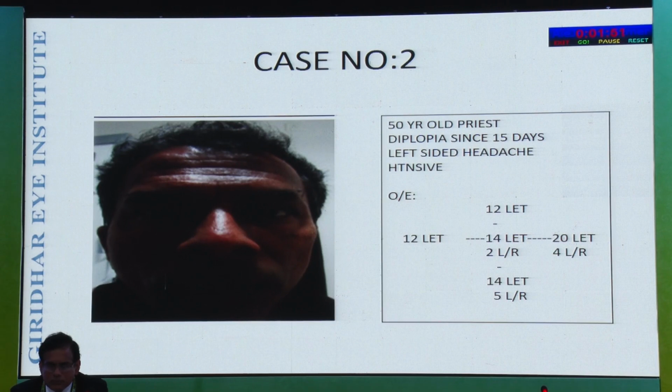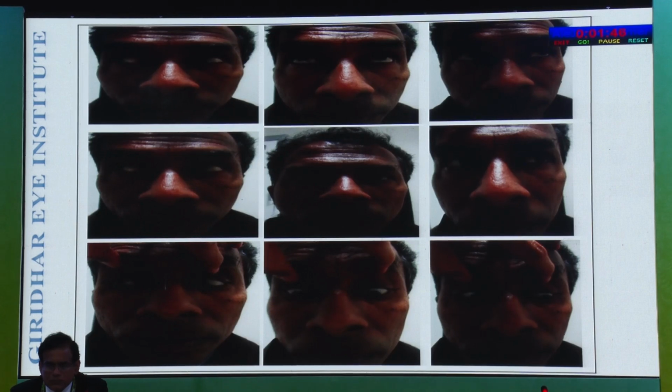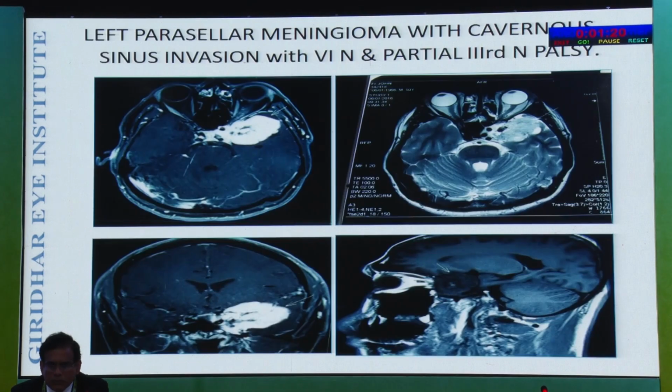This is case number 2. A 50-year-old priest. He had diplopia since 15 days and left-sided headache, and he was a hypertensive. And this is the 9-gaze picture. He had nothing much in the primary gaze, but he had a subtle left esotropia, which worsens on left gaze, and he had a mild hypertropia which worsens on down gaze. So from here we can make out that we are not dealing with a mononeuropathy. So diplopia charting and imaging were done. Imaging showed a left parasellar meningioma with cavernous sinus invasion involving 6th and partial third nerve palsy.